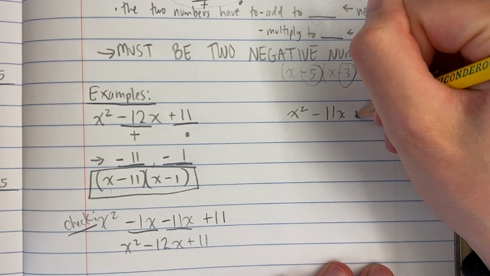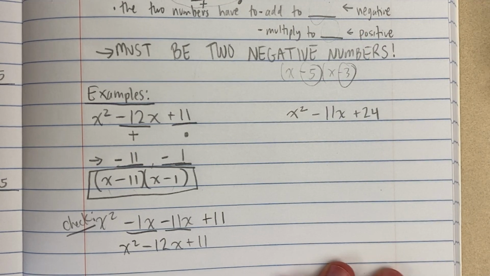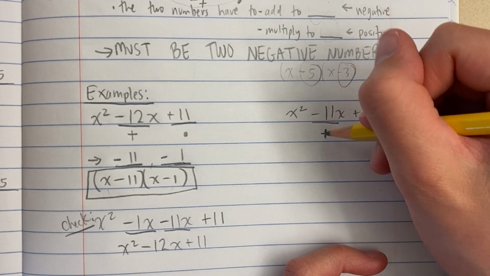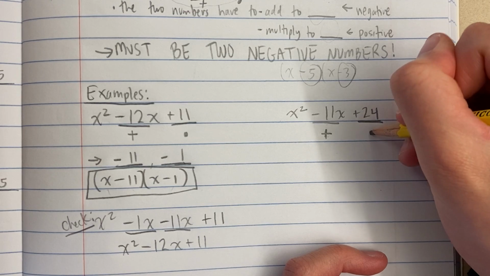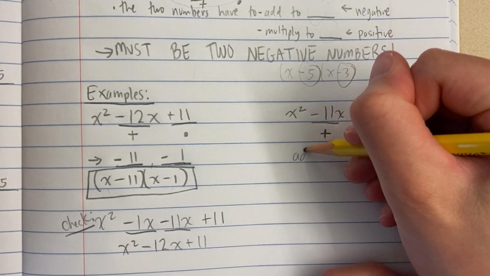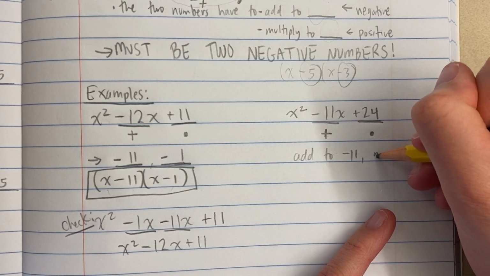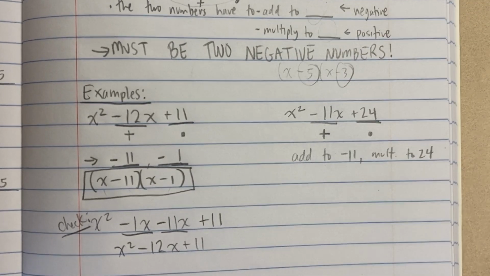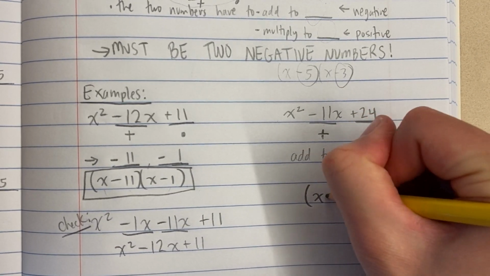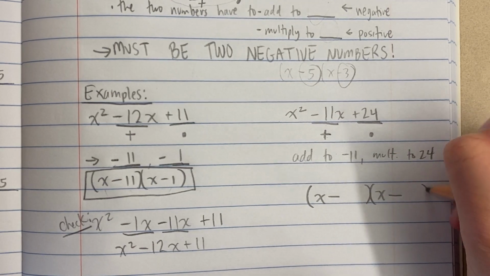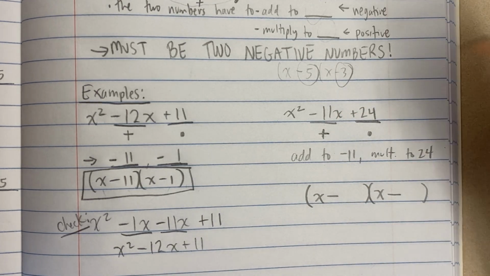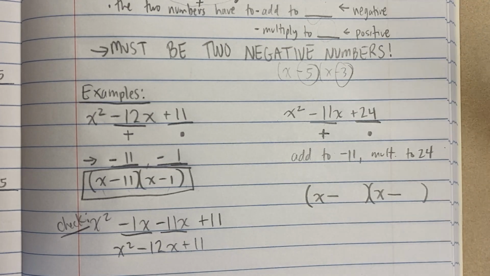X squared minus 11x plus 24. Okay, so I'm looking for two numbers that add to -11 and multiply to 24, right? Two numbers that add to -11 and multiply to 24. Okay, I know it's going to be two negative numbers. I already know that. Why do I know that? Because I noticed two numbers that multiply to a positive and add to a negative, it has to be two negative numbers. So now that I wrote this, I'm not even gonna think about it. I'm just gonna think of two numbers that multiply to 24 and add to 11.